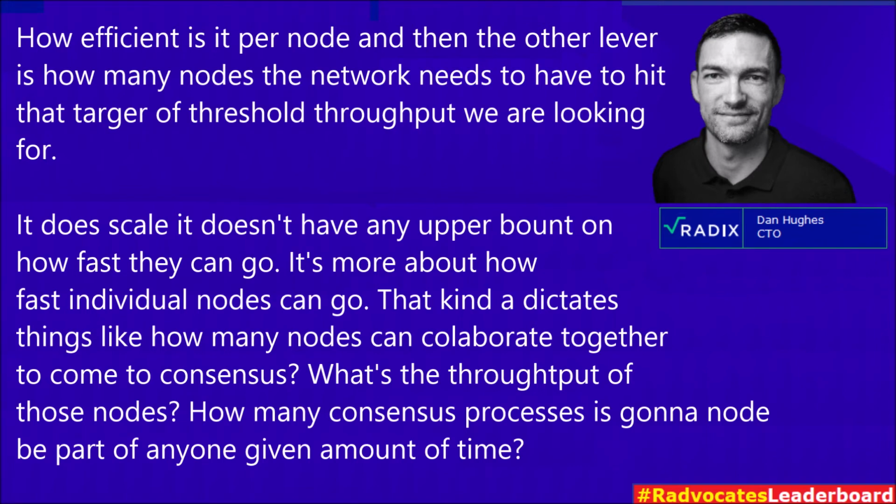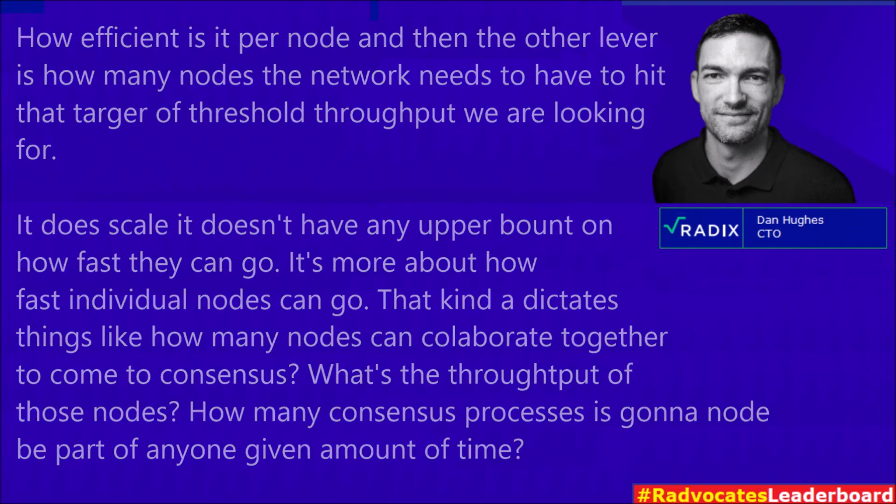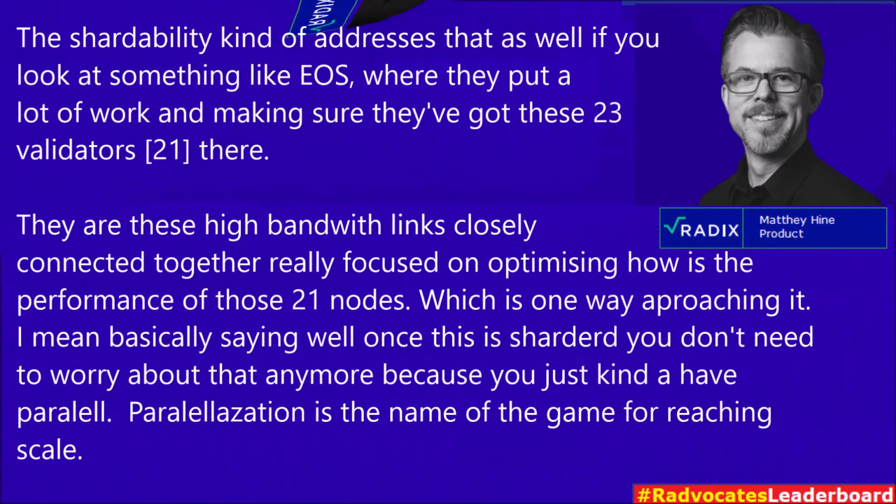It's more about how fast the individual nodes can go, and that dictates things like how many nodes can collaborate together to come to consensus. What's the throughput of those nodes? How many consensus processes can a node be part of at any one given amount of time? And the shardability addresses that as well.